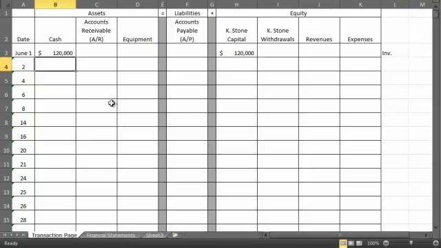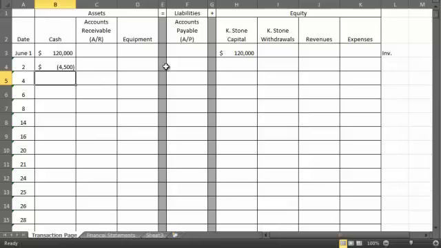On June 2nd, it says the company rented a furnished office and paid $4,500 cash for June's rent. So we know that cash is going to be decreased by the $4,500. And notice that when I put this in here, although I started with a minus sign, Excel is in accounting mode, so it automatically did what you are supposed to do with accounting, which is to put parentheses around a number to denote a negative amount. So we know cash has decreased by $4,500.